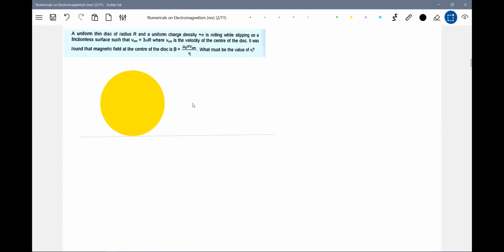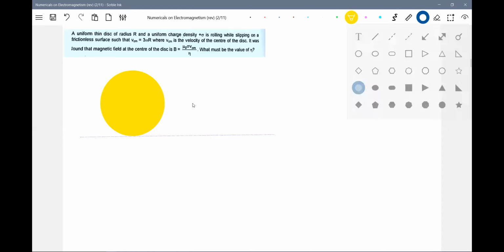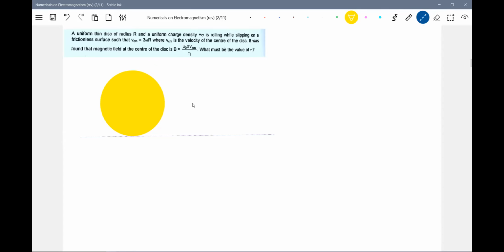He's asking for the magnetic field at the center. I think it's a big headache. He didn't ask about any friction or other thing. The magnetic field at the center, exactly at this point, what is it? And it has a charge density sigma.